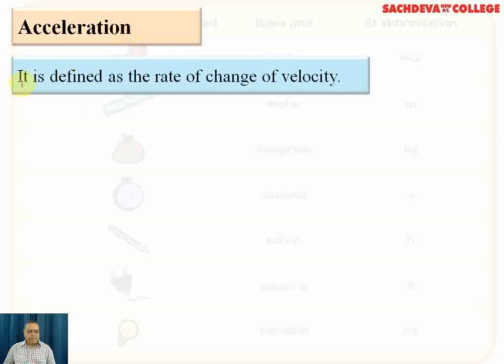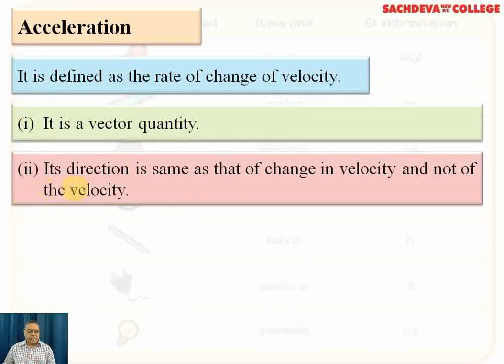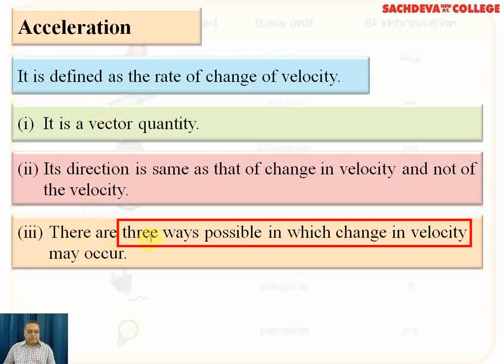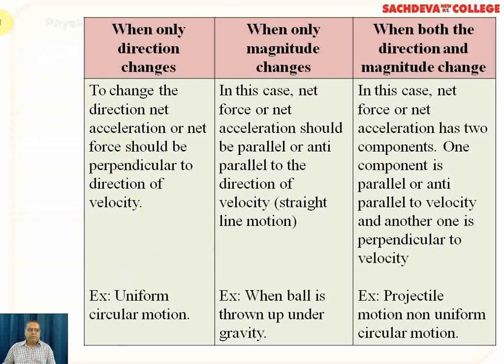Like in the definition, it is defined as the rate of change of velocity. It is a vector quantity, as I have explained earlier, and its direction is the same as that of the change in velocity and not of the velocity. So the direction of change in velocity matters, not simply velocity. There are three ways possible in which change in velocity can take place. One of them is when only direction changes.